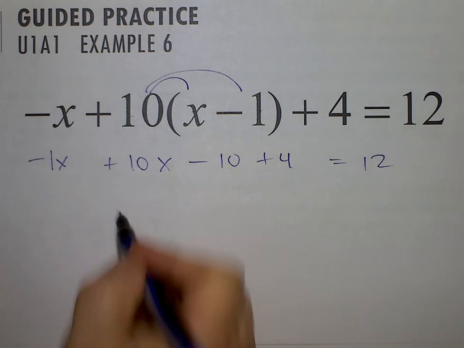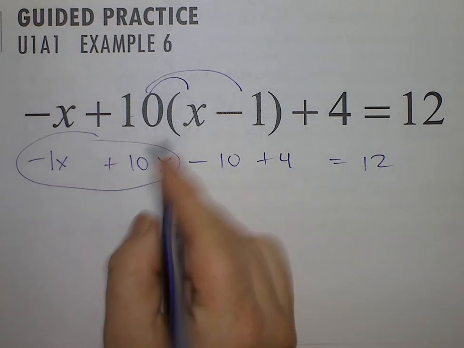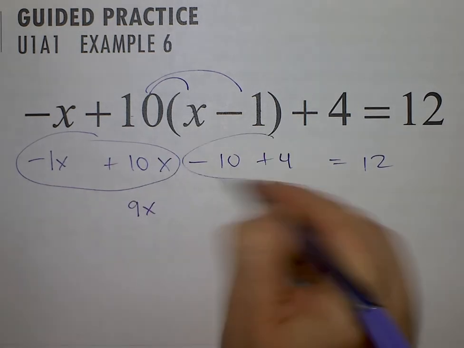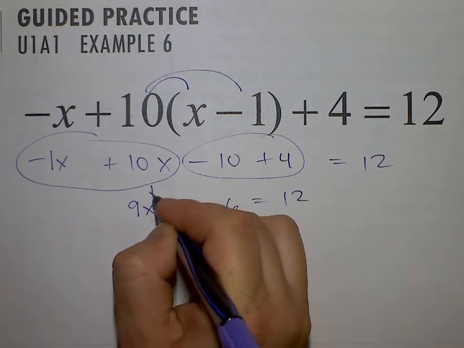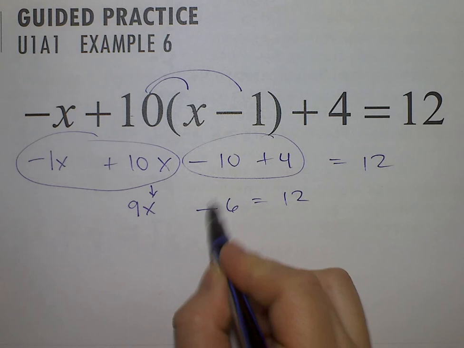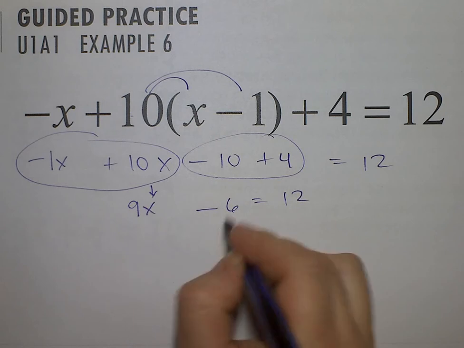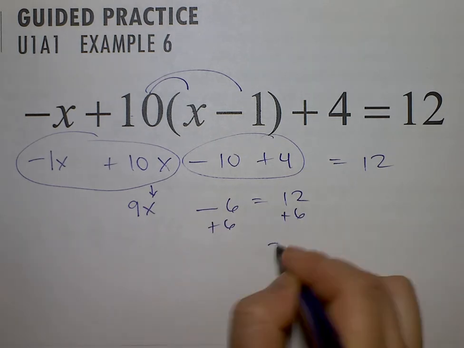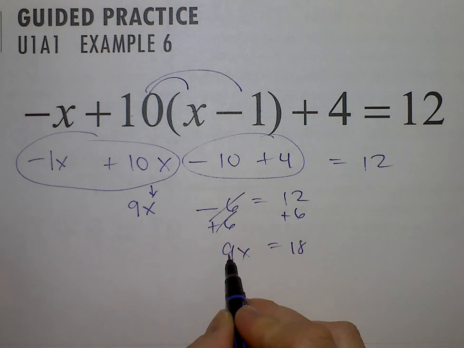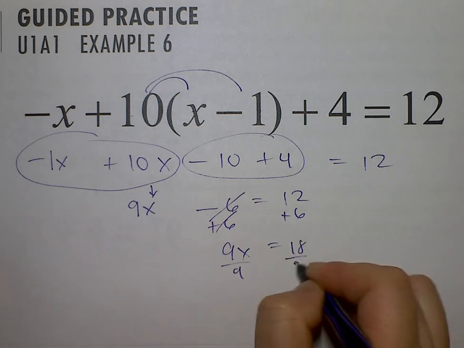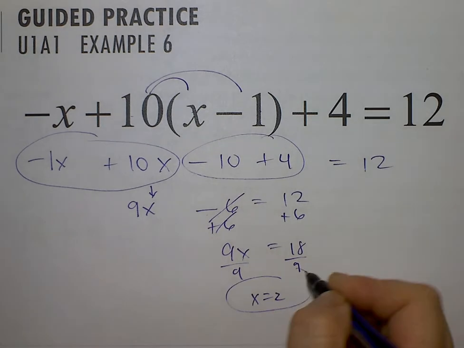Then I'm going to combine like terms. Different signs subtract, keep the sign of the larger number. Different signs subtract, keep the sign of the larger number. I want to isolate the x. How do I move this number that's not connected to the x? Opposite of subtracting is adding. And now opposite of multiplying is dividing. X equals 2. Thumbs up or thumbs down if you kind of understand that.